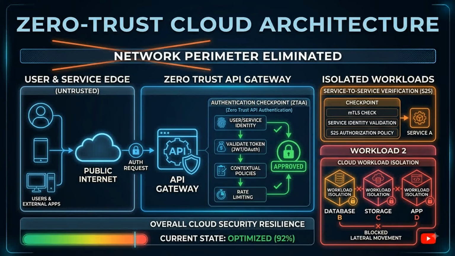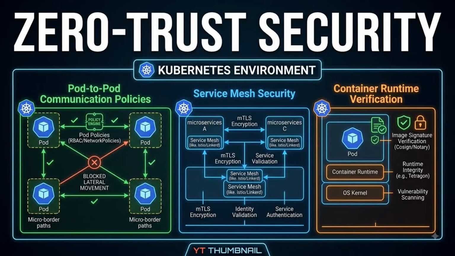Kubernetes is cloud native. Kubernetes runs containers. Containers are isolated environments. But Kubernetes itself is a network. Pods communicate with each other. This communication must be secured.